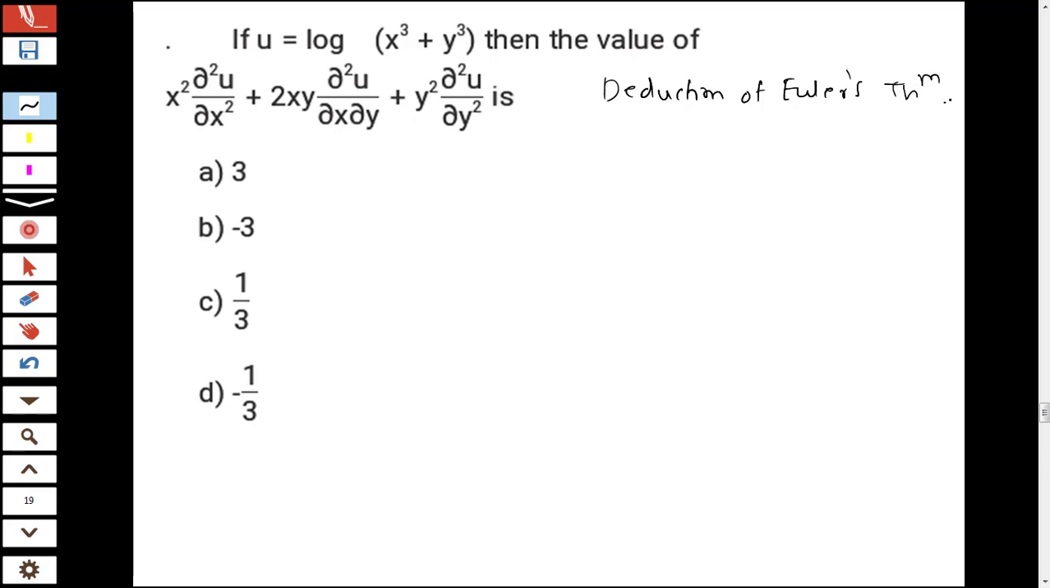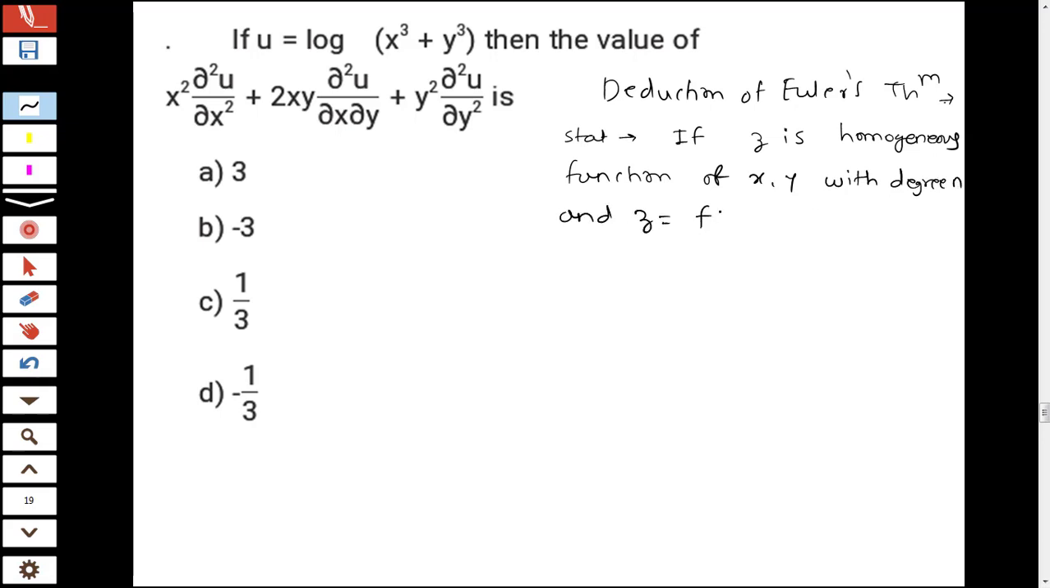Now what it states, statement: if z is a homogeneous function of xy with degree n, and z is also equal to f of u. In z we have two forms. First, z is in terms of x and y, and second, z is also in terms of u.